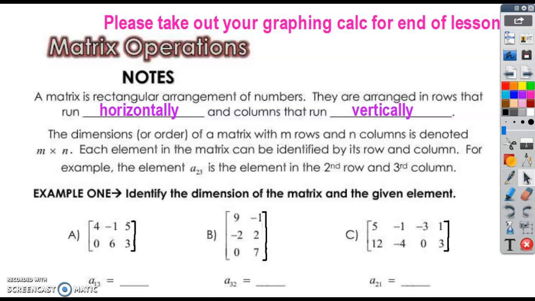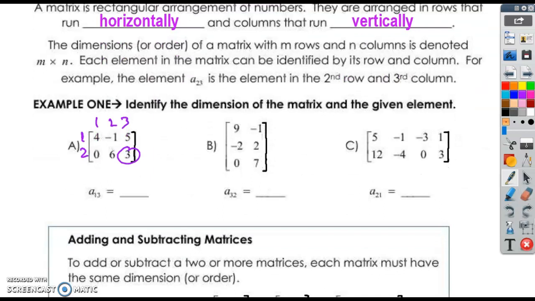So here's the first row, here's the second row, and then the third column: 1, 2, 3, that would be right here. Okay, so identify the dimension of the matrix, and then figure out the missing element.